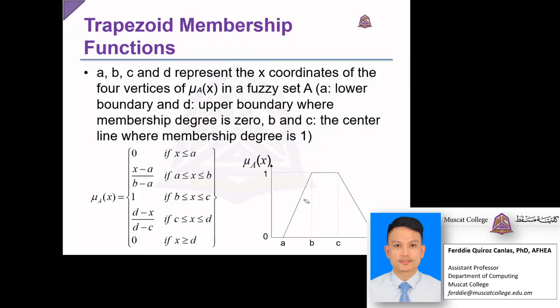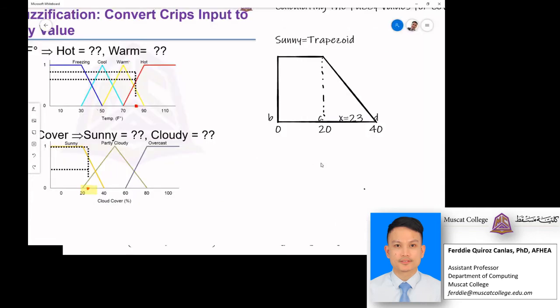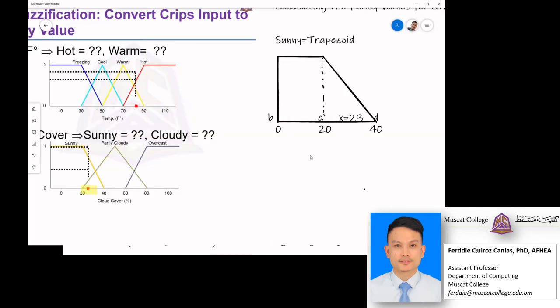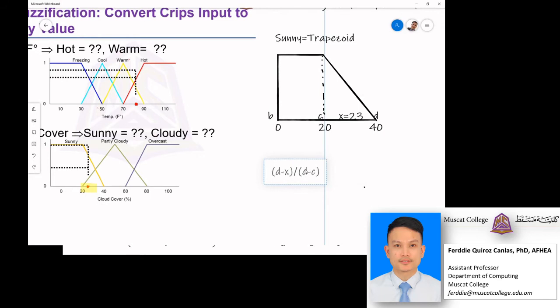Therefore, we're going to use the formula, which is, you have to remember, it's between C and D. So look at this one, C and D. So X is between C and D. Therefore, we're going to use D minus X over D minus C. So we're going to use this formula for Sunny.